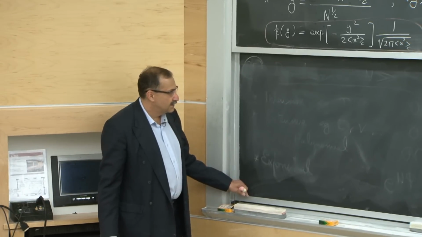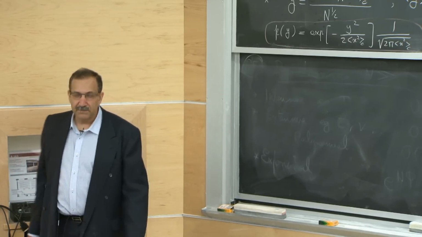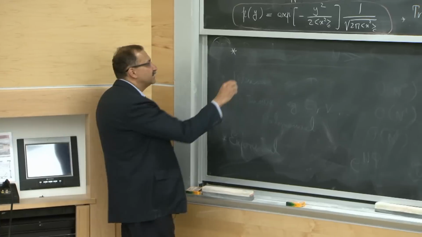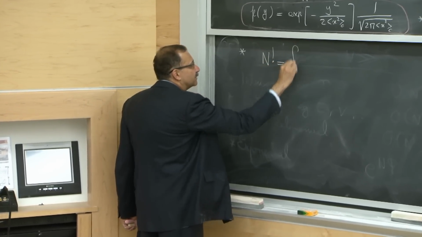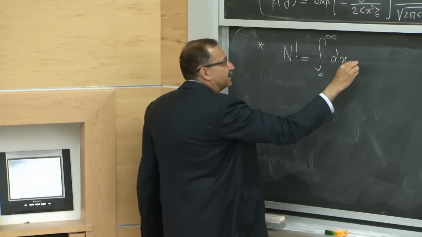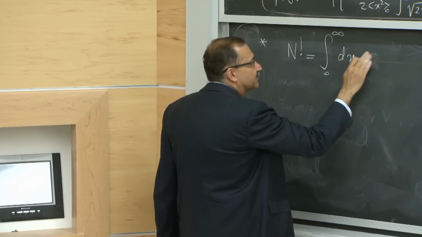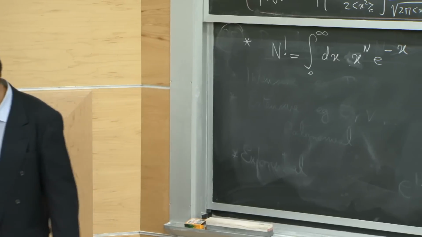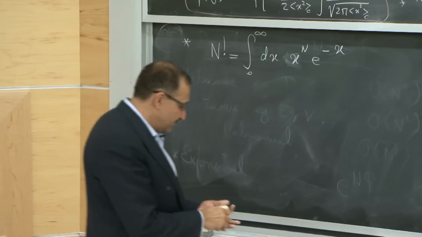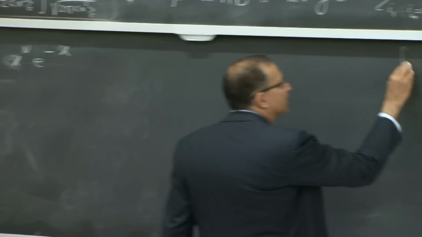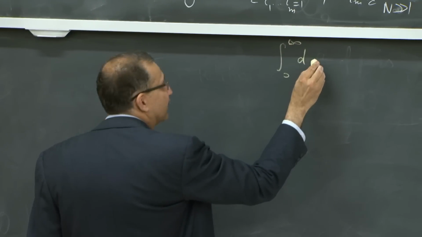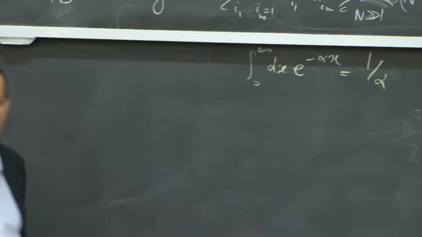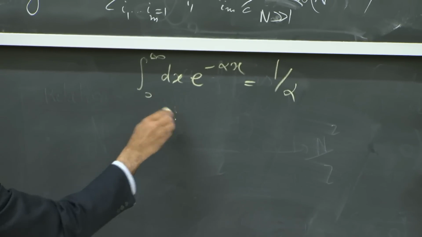Now, let me do one example of this because we will need it. You can easily show that n factorial you can write as the integral from 0 to infinity dx x to the n e to the minus x. And if you don't believe this, you can start with the integral 0 to infinity of dx e to the minus alpha x being 1 over alpha, and taking many derivatives.